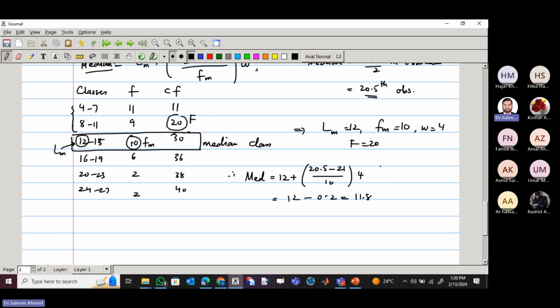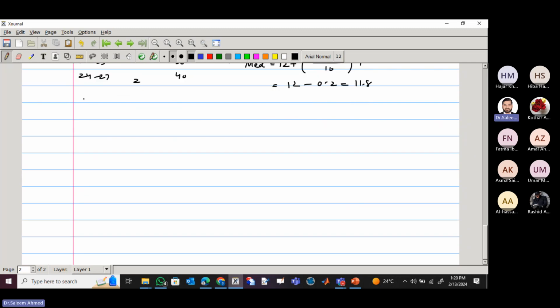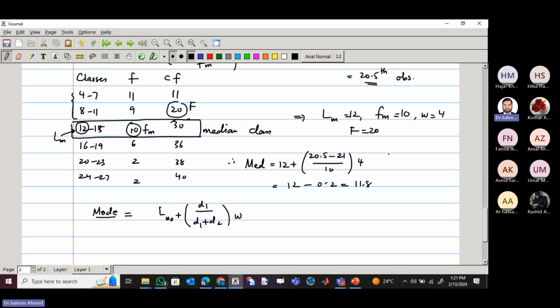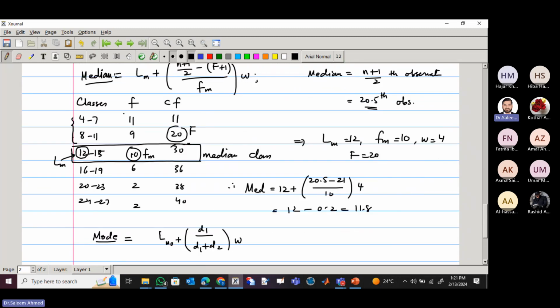For the mode, what you will do: L mode plus D1 over D1 plus D2 into w, where D1 is the difference of frequencies. So here, the modal class is the class with the highest frequency, which is the first one, right? The first one is the modal class. The mode is in the beginning.